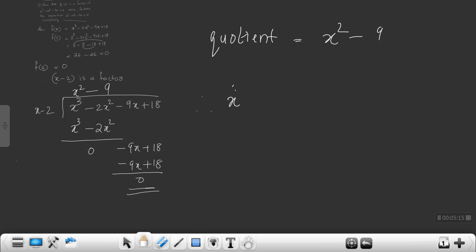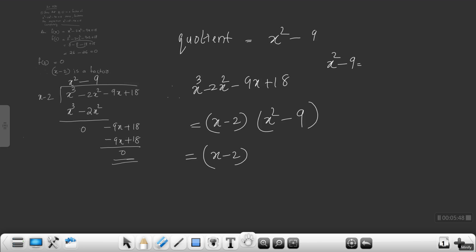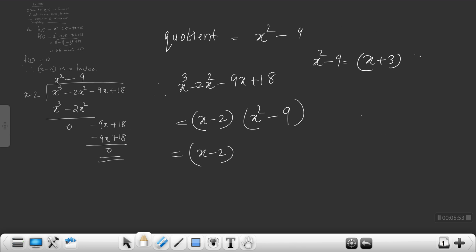Therefore, the given polynomial x cube minus 2x square minus 9x plus 18 is equal to x minus 2 into x square minus 9. Again we factorize x square minus 9. We know that x square minus 9 is of the form a square minus b square, and the factors of a square minus b square are a plus b into a minus b. Similarly, the factors of x square minus 9 are x plus 3 into x minus 3. So, the whole factors of x cube minus 2x square minus 9x plus 18 are x minus 2, x plus 3 and x minus 3. We want to write the factors in the product form only.